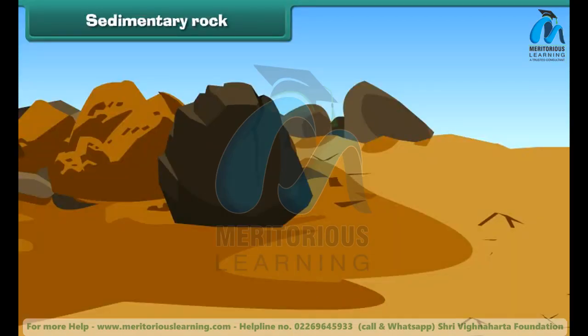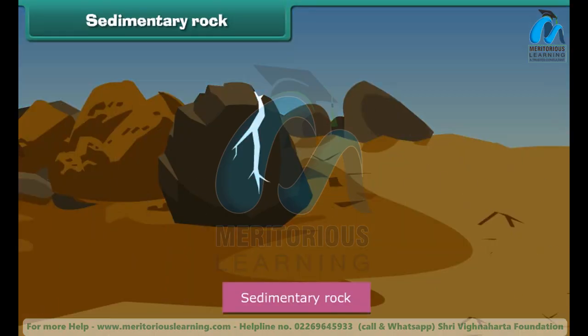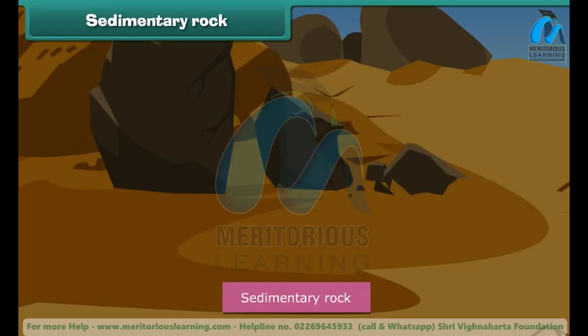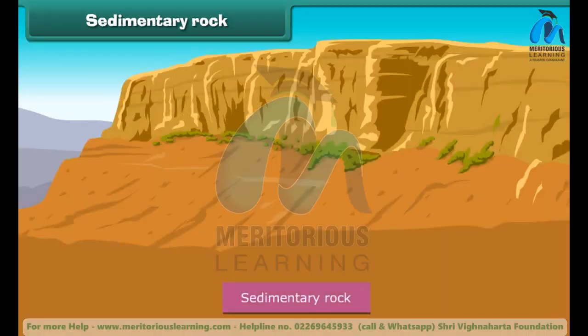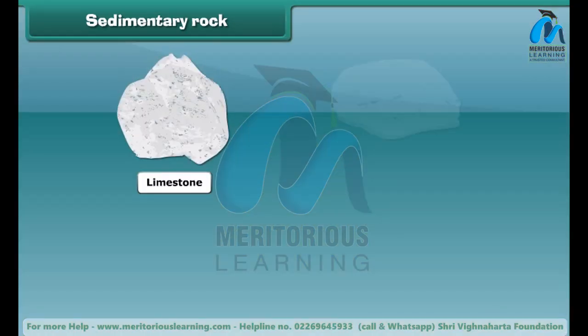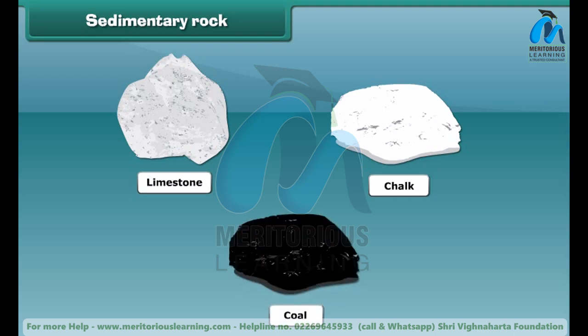Now let's discuss sedimentary rock. Water and air break igneous rocks into smaller pieces, and consequently soil is formed. These pieces settle into layers. Then these layers get compressed and hardened, and finally become sedimentary rock. Sedimentary rock is usually soft to touch. Limestone, chalk, and coal are examples of this kind of rock.